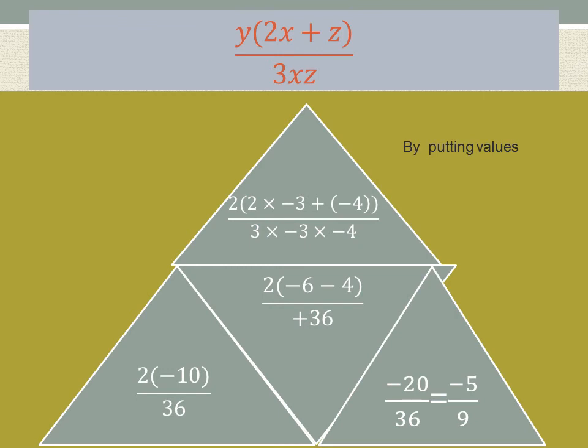Minus 20 upon 36 is the fraction and will be cancelled out. 20 and 36 have a common factor. So 4 9s are 36 and 4 5s are 20. Minus 5 upon 9 is the answer. First we will solve the bracket and multiply. Two same signs will be added and two different signs will be subtracted.